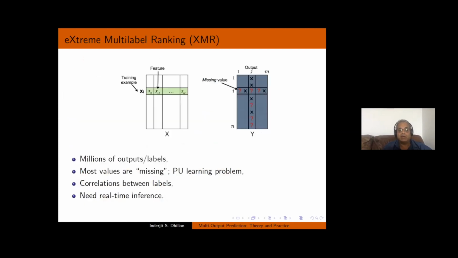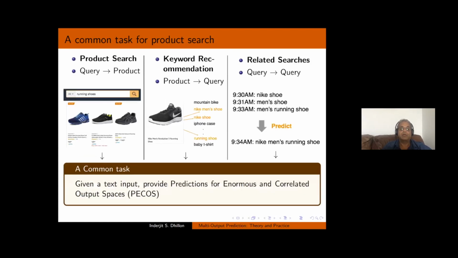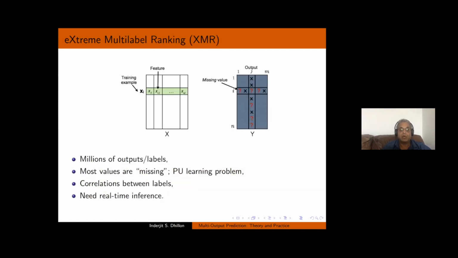So now again, let me just remind you of the setting. I have millions of outputs or labels. Most values are missing. It is a PU learning problem. There is correlation between labels, but I want to do training efficiently, and I want to try and do real-time inference. So if I'm, for example, trying to design product search, I need to be responsive to the user. So the question is, how can I design practical methods such that I can enable this kind of real-time inference?